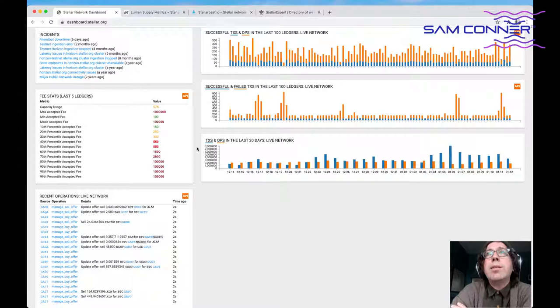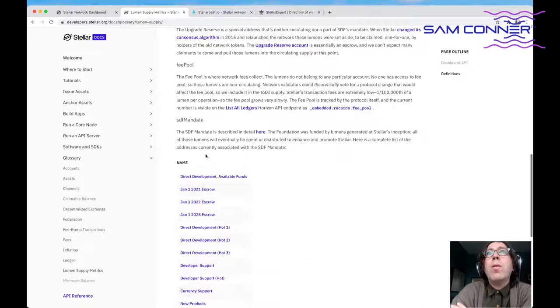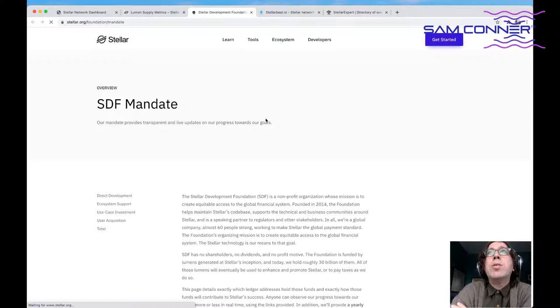It's to get lumens circulating in order to support the network. And so there are public programs that lumens are allocated to support. And here they are, the SDF mandate.